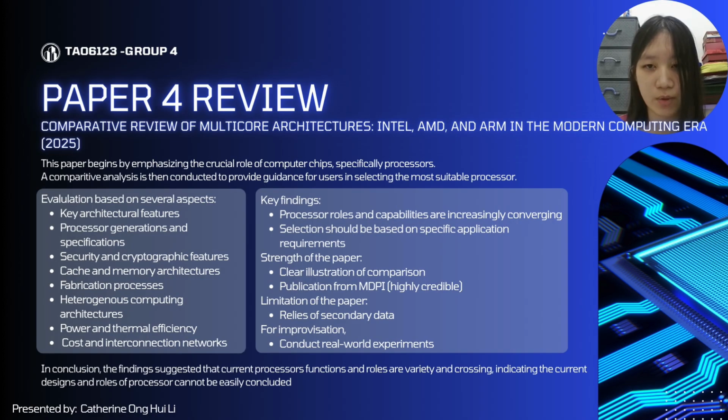I'm now going to present my paper review. This paper begins by emphasizing the crucial role of computer chips, specifically processors. The evaluation is based on several aspects, including key architectural features, processor generations and specification, security and cryptographic features, cache and memory architectures, fabrication process, heterogeneous computing architecture, power and thermal efficiency, cost and interconnection networks. The key finding is that processor roles and capabilities are increasingly converging. Selection should be based on specific application requirements.